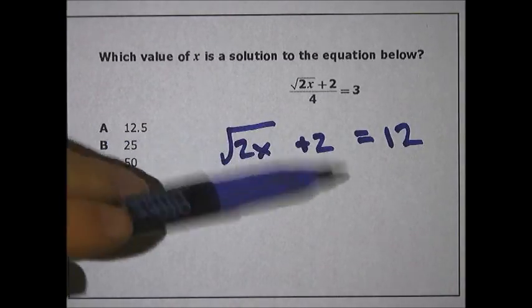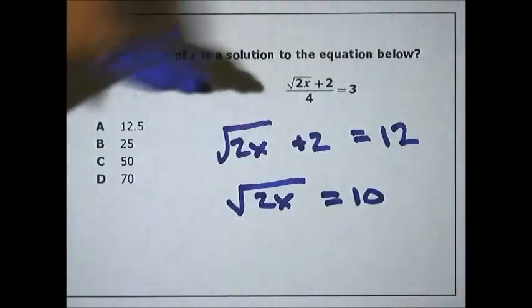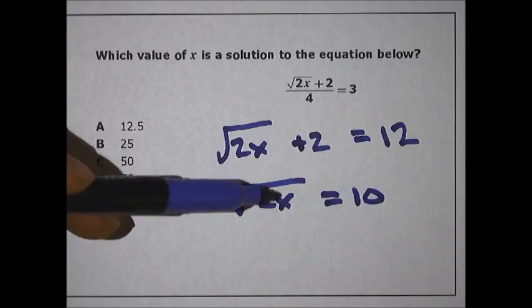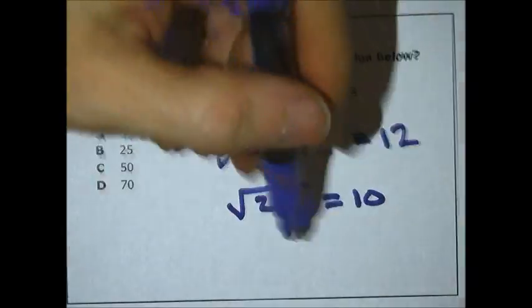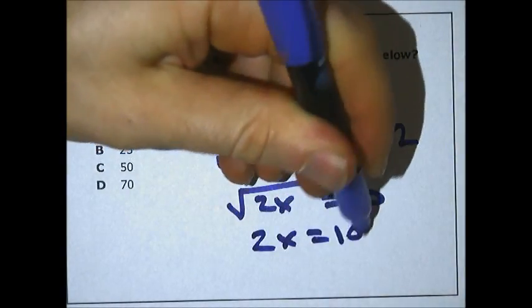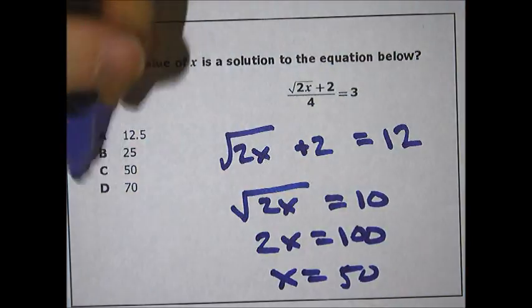And you want to take note that the plus 2 in this particular problem is not underneath the root. So we want to subtract 2 from both sides. The root of 2x is equal to 10. And now to undo this root, you need to raise it to the power of the root. It's a square root. So to undo a square root, I square both sides. 2x is equal to 100. Divide by 2. X is equal to 50.